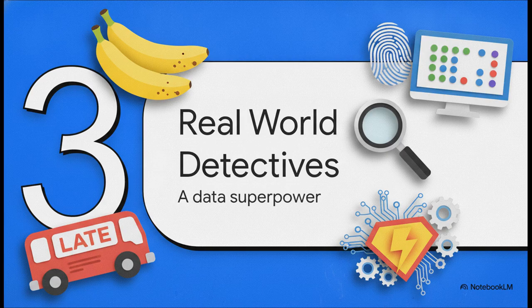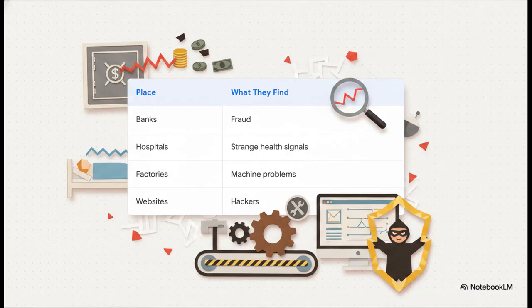Detectives in the real world. So we can easily spot bananas and late buses, but why is this actually so important? Well, this exact same skill of finding the odd one out is literally a superpower used by computer pros everywhere. Anomaly detection stops bad guys and helps people in some seriously important jobs.